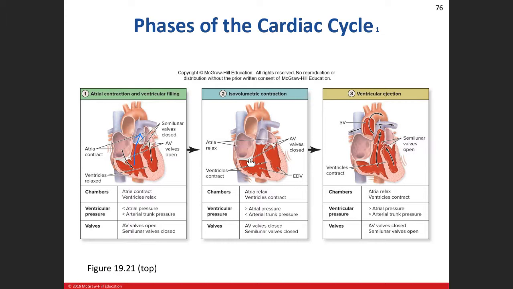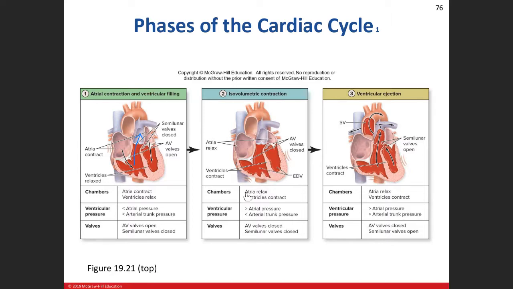There's our S1 heart sound, the lub. So now both sets of valves are closed. Hence we call this the isovolumetric phase, meaning the blood volume does not change at all because all the passageways or doorways into these chambers are closed. So nothing can happen.